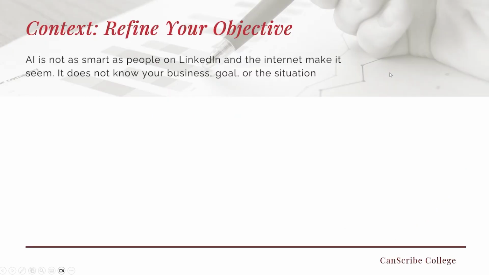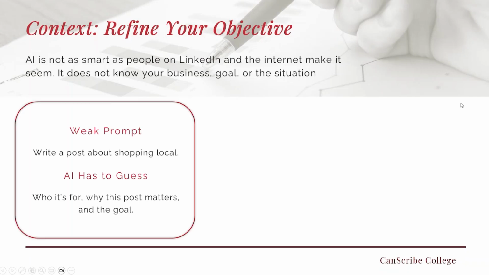So context. You want to refine your objective. AI, as I said before, is not as smart as people, especially on LinkedIn and the internet, like to make it seem. It doesn't know your business, your goal, the situation, what you're trying to do, where you're trying to go. It doesn't know your history. And so it's really important that you give it that information.